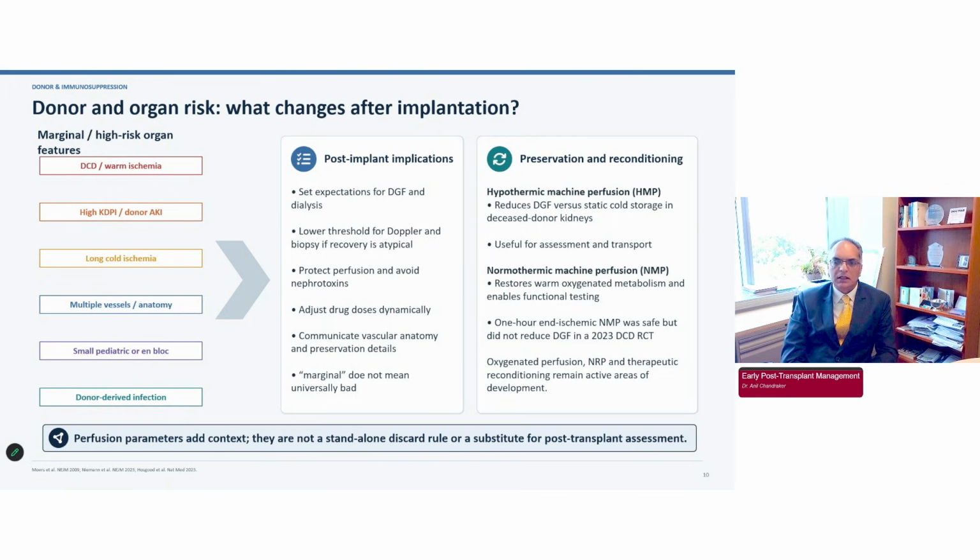In terms of preservation and reconditioning, a couple of important points. Hypothermic machine perfusion has been shown in some studies to reduce delayed graft function compared to static cold storage. It can also be useful for assessment by the surgeons as to whether they want to use that kidney. Normothermic perfusion is something we're starting to see more of. It restores warm oxygenated metabolism and enables functional testing in some cases. It hasn't really been shown to reduce delayed graft function, but we're still early in the days of normothermic perfusion, so it's important to differentiate the two.